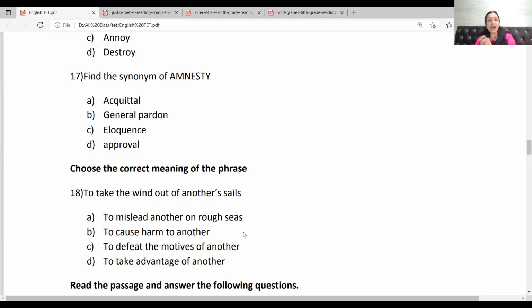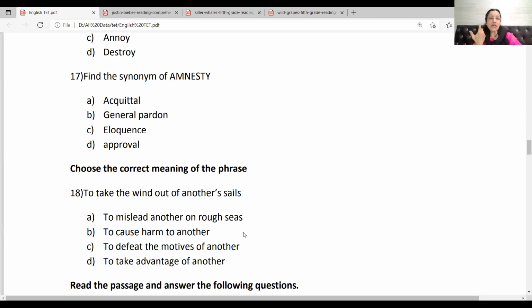To take the wind out of another's sails means you're trying to drown the person, literally, if you have to see it. Literally you're trying to drown the person, which means you're trying to cause harm to the person. So remember this, they can give you a phrase and ask you what the meaning of that phrase is. For example, 'It was raining cats and dogs.' What would that mean? Raining very heavily.